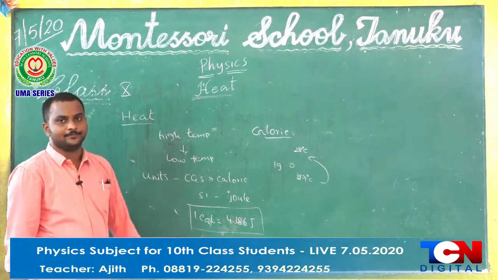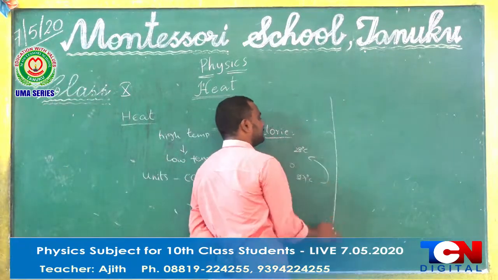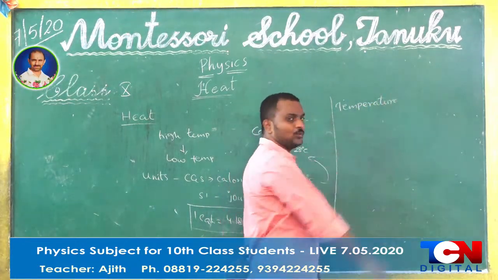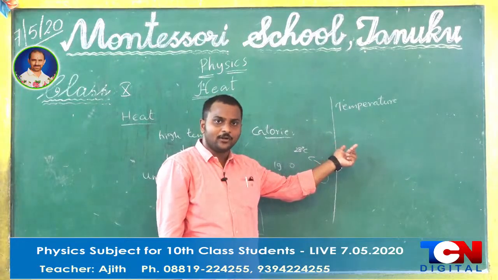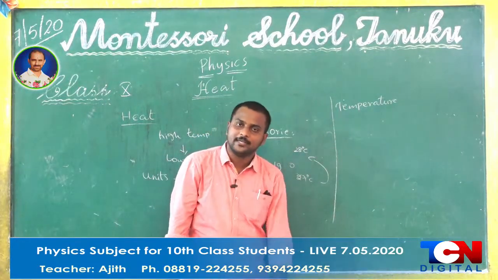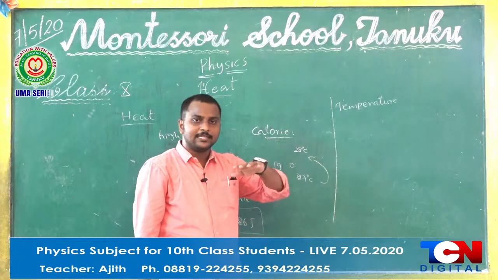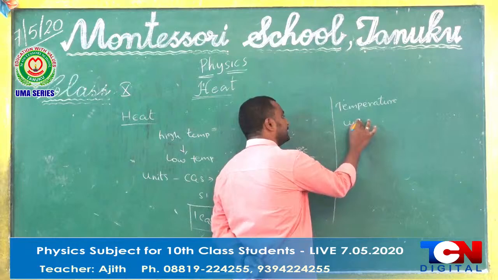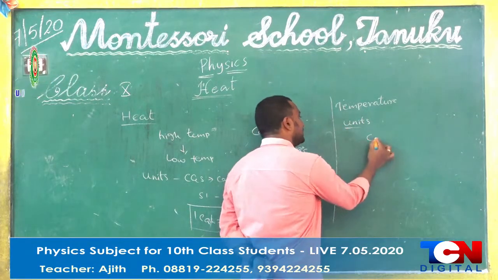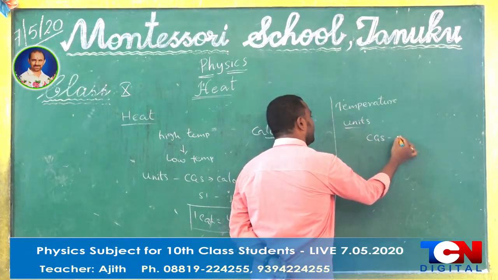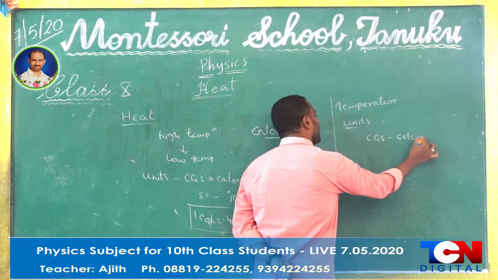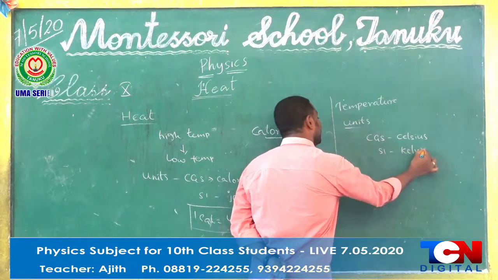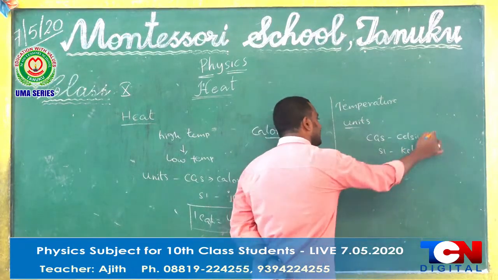The next one is temperature. What is temperature? The degree of hotness or coldness. It determines the degree of hotness or coldness of a body. So the temperature says how hot or how cold a body is. Coming to the units of temperature, the CGS unit is Celsius and the SI unit is Kelvin.